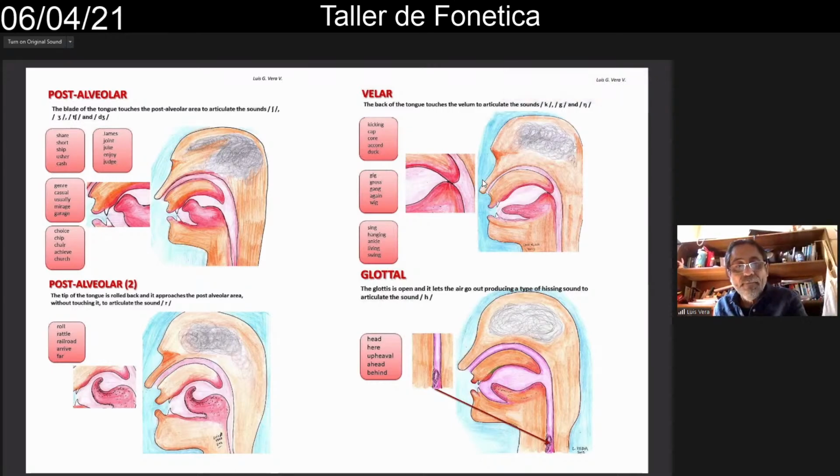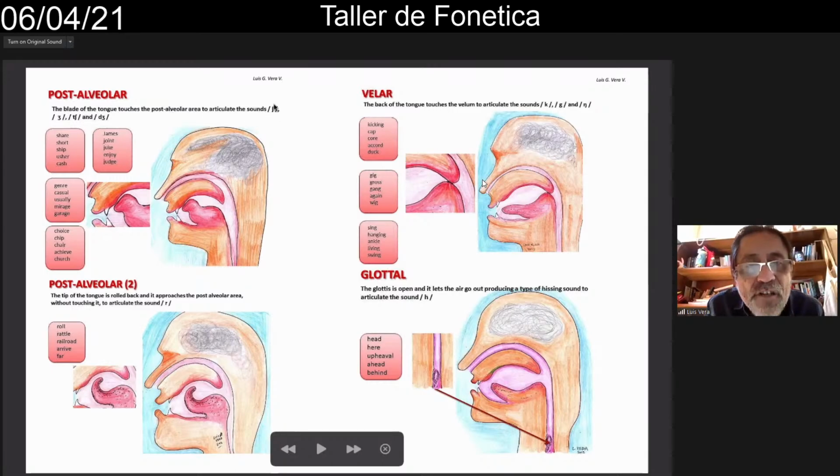Post-alveolar. What is the post-alveolar? Notice the drawing, right? The blade of the tongue extends all over the post-alveolar area. The blade of the tongue touches the post-alveolar area to articulate the sounds sh, ch, and j. That's the symbol.